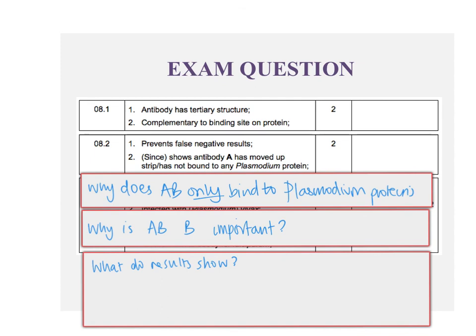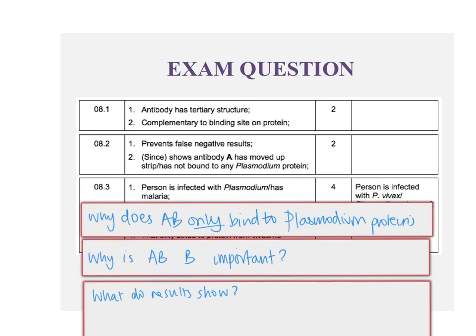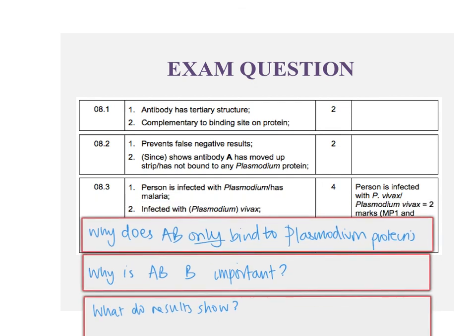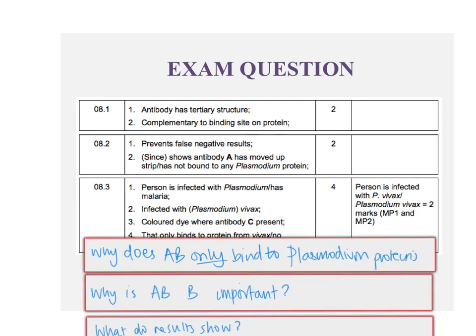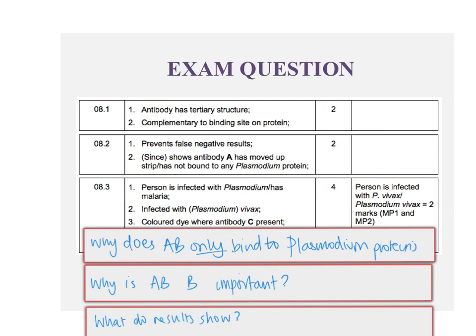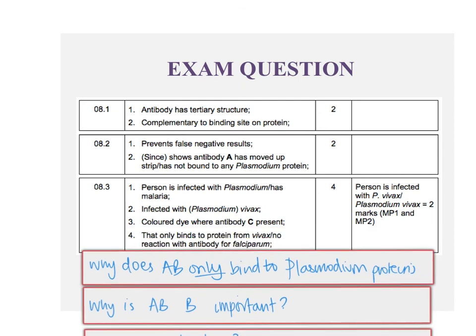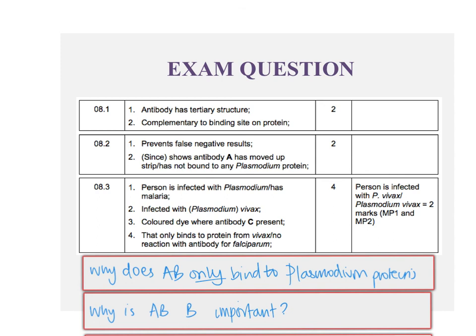And finally, what do the results show? Well, you should have seen that the person is infected with Plasmodium, or it has malaria, and specifically they're infected with Plasmodium vivax. That's because we can see the coloured dye where antibody C is present, and that only binds to the protein from vivax, or there's no reaction with the antibody for falciparum.